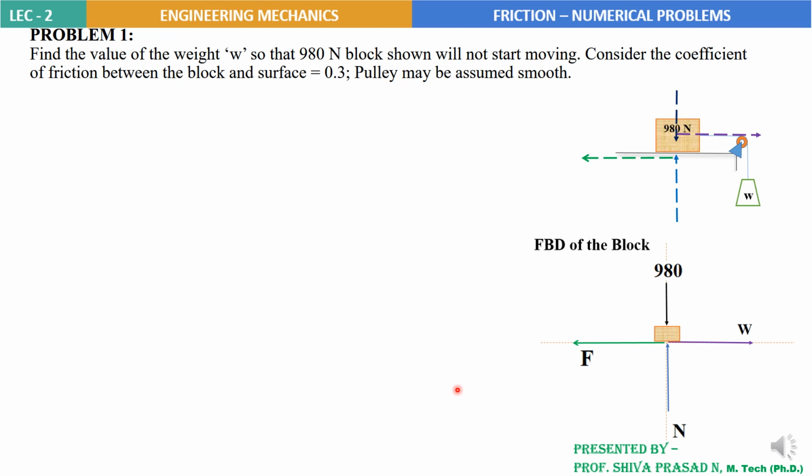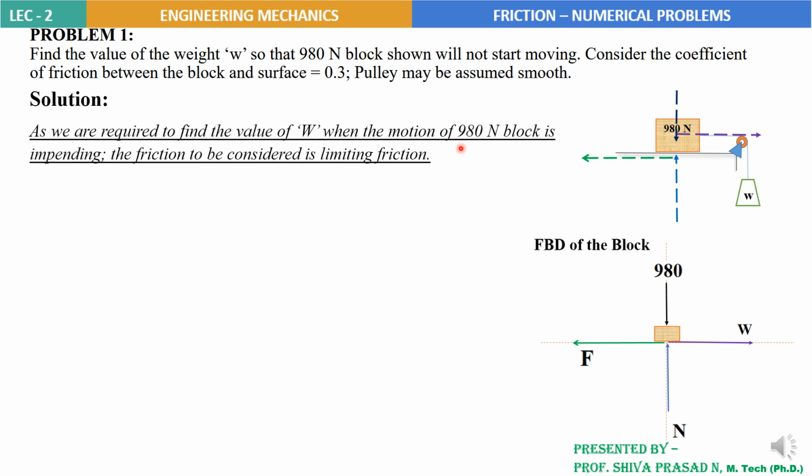Now, to begin with the solution, we need to check this statement carefully. In the question they have mentioned the block shown will not start moving. That is, they have asked you to solve this problem for the impending motion situation. So what is impending motion? Impending motion means the block is on the verge of motion, and the frictional force will be maximum. That situation of the block is called impending motion.